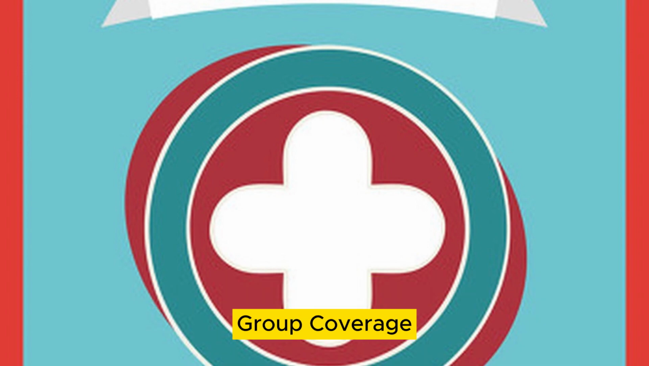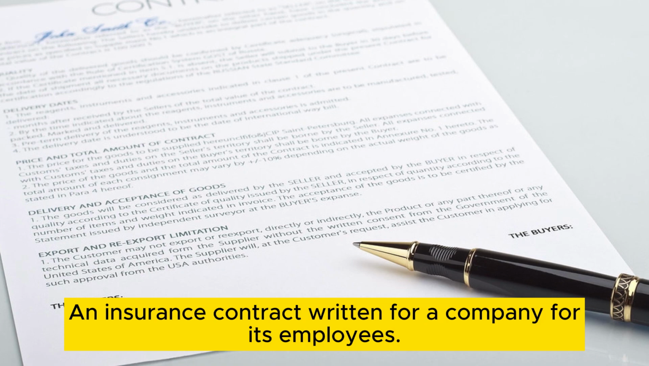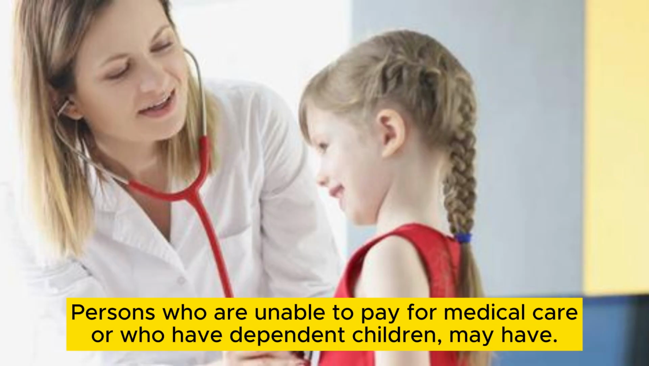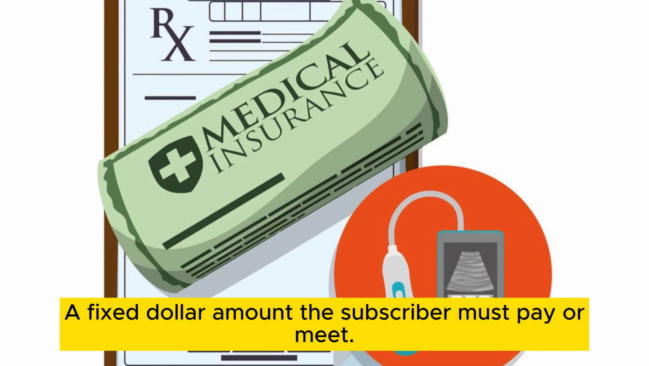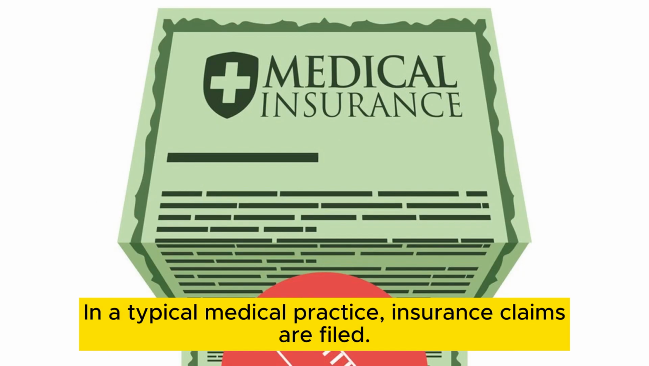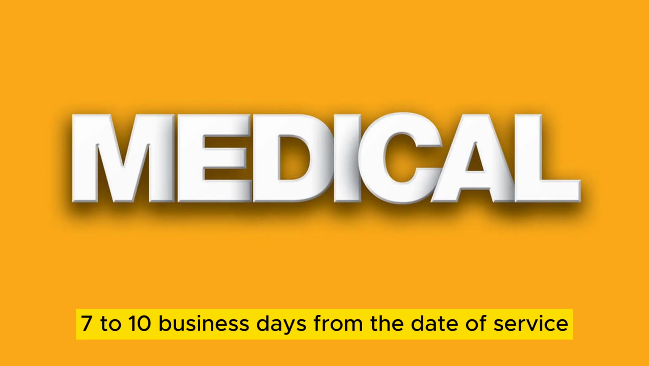Group coverage. An insurance contract written for a company for its employees. Persons who are unable to pay for medical care or who have dependent children may have Medicaid. Deductible, a fixed dollar amount the subscriber must pay or meet. In a typical medical practice, insurance claims are filed 7 to 10 business days from the date of service.